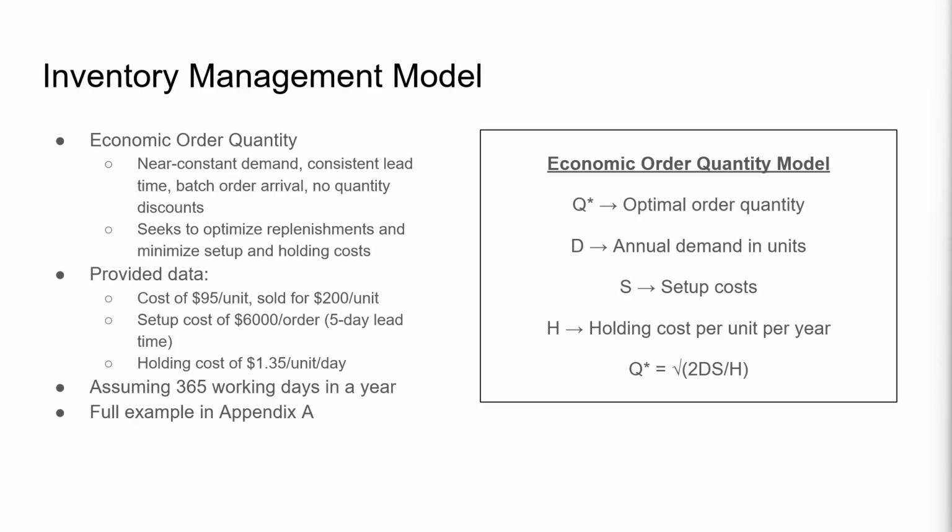The optimal quantity is the square root of the annual demand in units multiplied by the setup cost per order, divided by annual holding cost per unit, and multiplied by a factor of 2. A fully worked out example of this approach can be found in Appendix A. Let's look at a few other methods and techniques used throughout the case study.